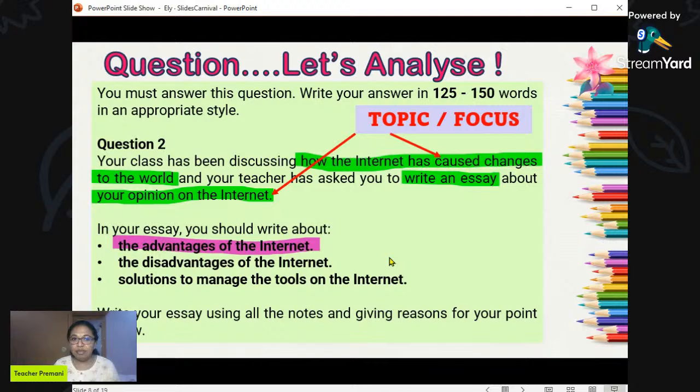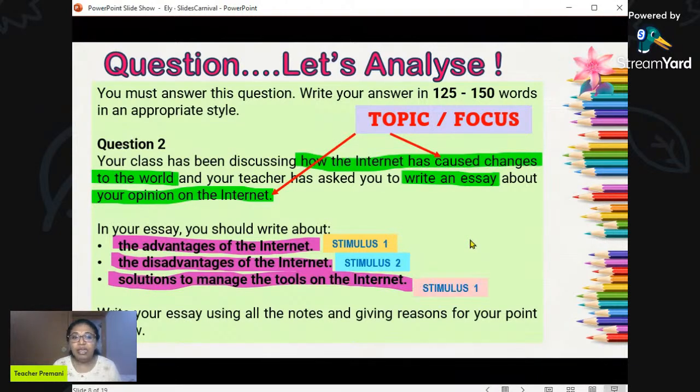The first stimulus will be the advantages of the internet. The second stimulus will be the disadvantages of the internet. And then the third stimulus will be a solution to manage the tools on the internet.